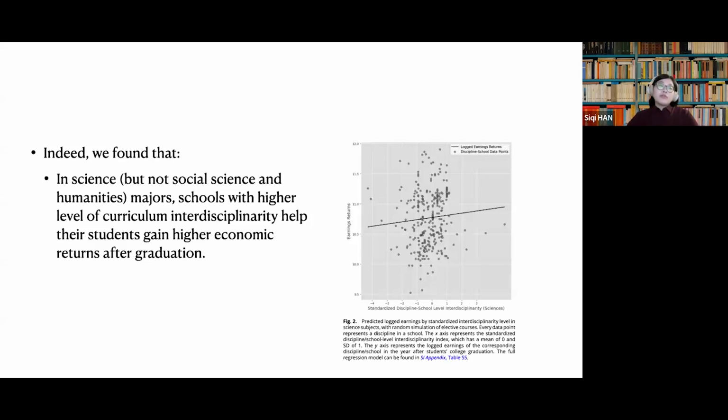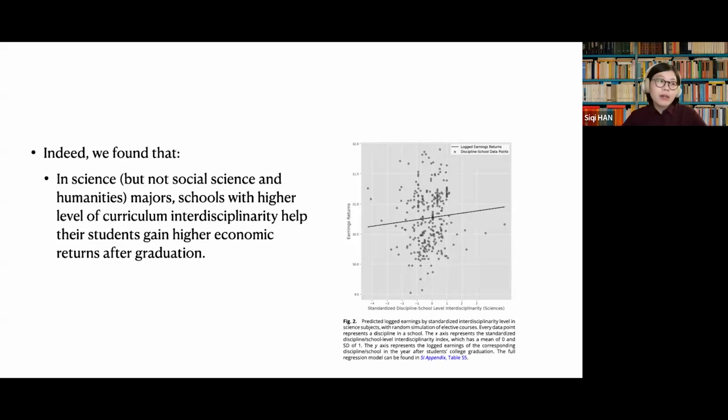So the first major finding that we have is that only in science, the STEM majors, but not in social science or humanity majors, we can see schools with higher level of curriculum inter-D help the students gain higher economic returns after graduation. So why is it only in science that students benefit from interdisciplinary courses?